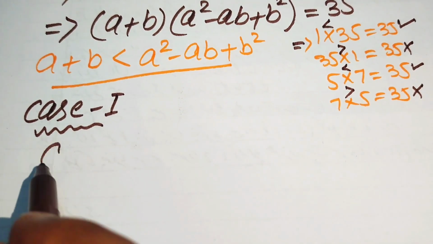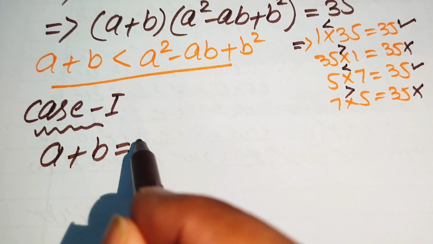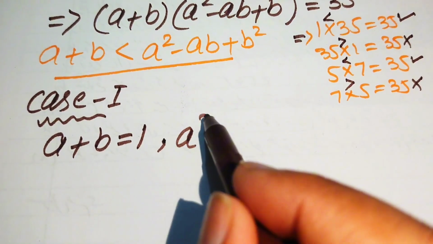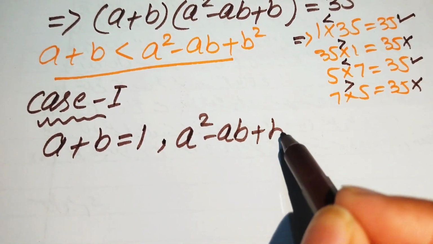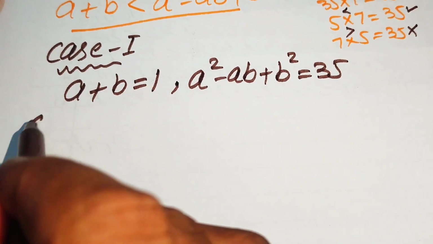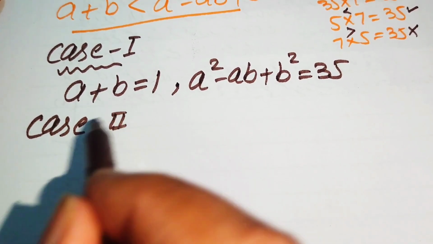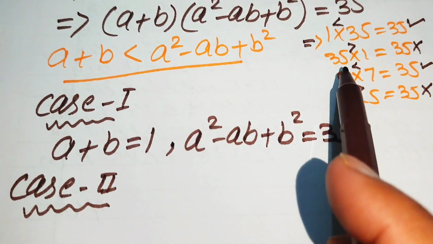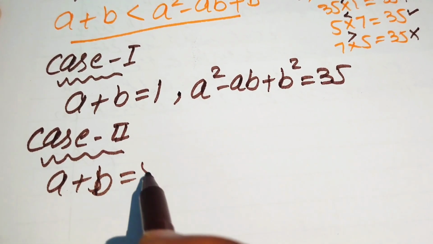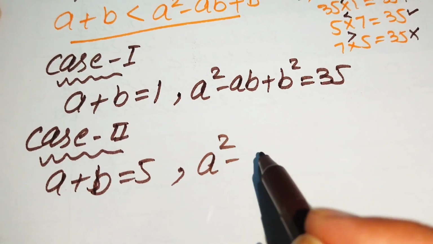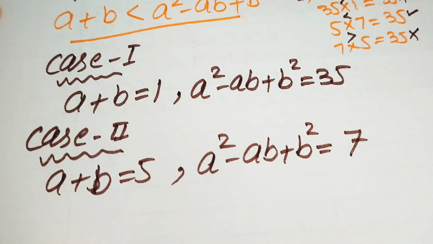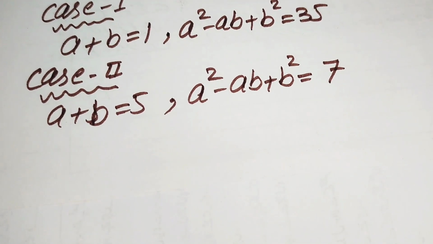Our first case is we just write a plus b equals 1, and the second equation is a square minus ab plus b square equals 35. So this is our case number 1. And our case number 2 is, in this case we compare these values, so that here we get a plus b equals 5, and a square minus ab plus b square equals 7. So here we have these two cases and we can solve these two cases.